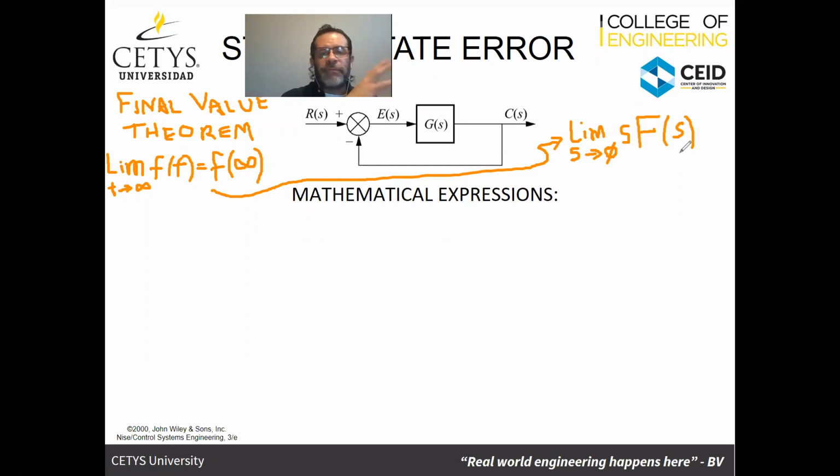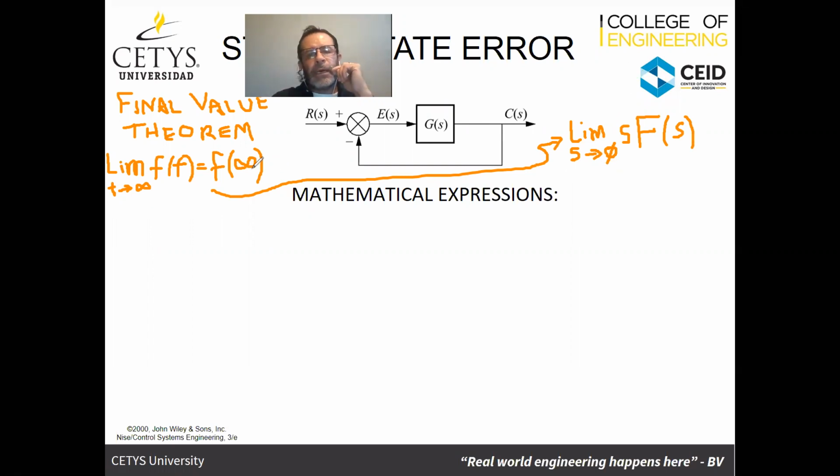So if I want to find the final value of a function, which means to evaluate the function when time tends to infinity, that is equal to having the function in Laplace and evaluating the function times s when s tends to 0. And why is this important or relevant? Because it's actually easier to work with this than it is to calculate this. Why? Because of s tends to 0 versus t tends to infinity.